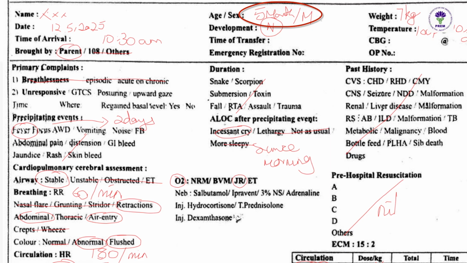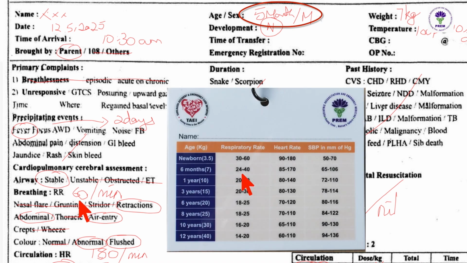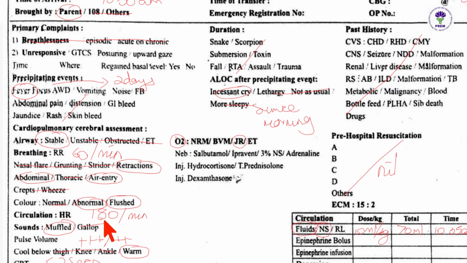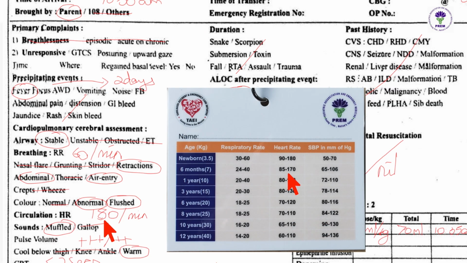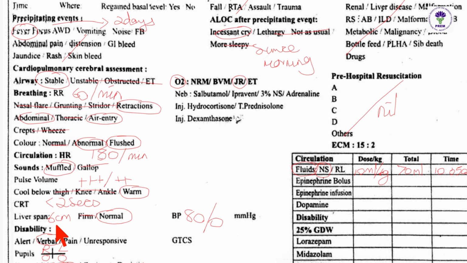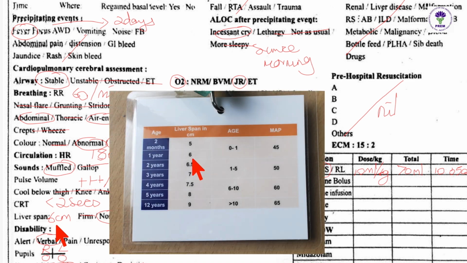This 5-month infant had a respiratory rate of 60 per minute, which exceeds a normal range of 40 per minute for that age. Increased respiratory rate plus retractions equals respiratory distress. The infant's heart rate is 180 per minute, which exceeds the upper limit of 170 beats per minute for that age. So the infant has tachycardia. The liver span is 6 centimeters, which is normal for the age.